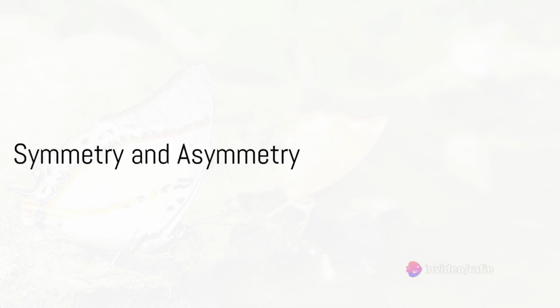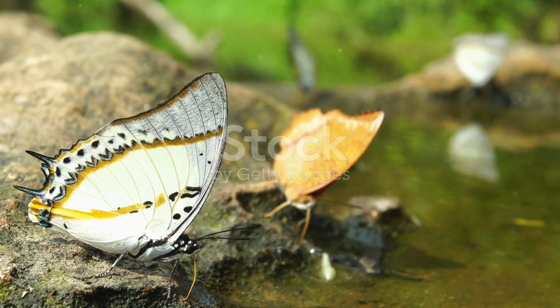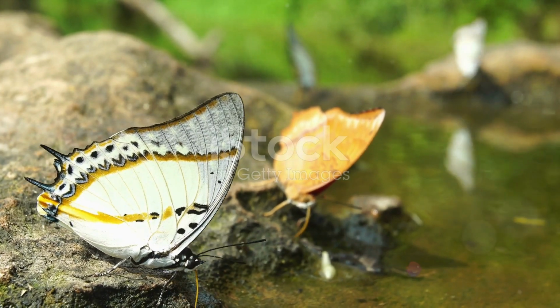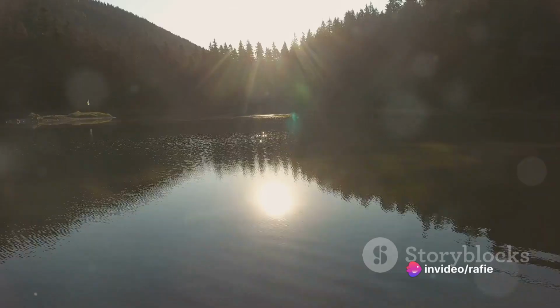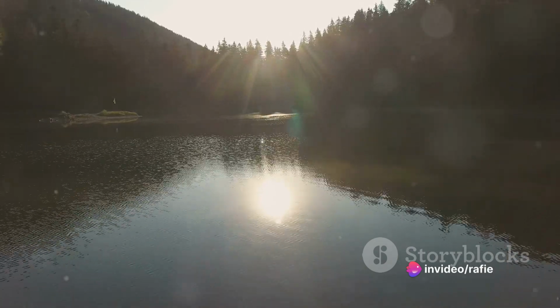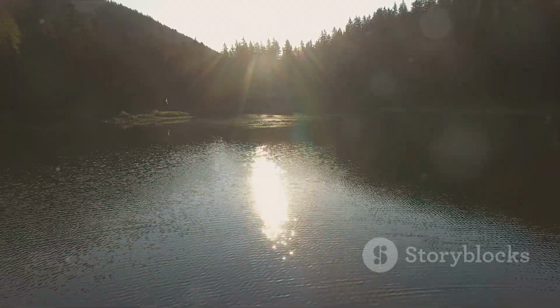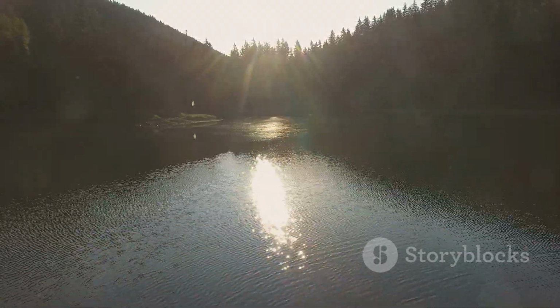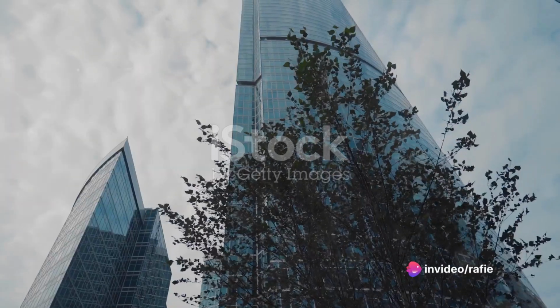Finally, let's discuss symmetry and asymmetry. These are compelling elements in the world of photography that can dramatically impact the feel of your images. Symmetry, as the name suggests, is about balance and consistency. It's when one side of your image mirrors the other. Think of a perfectly reflected lake or a butterfly with its wings spread. These images captivate us because of their flawless equilibrium.